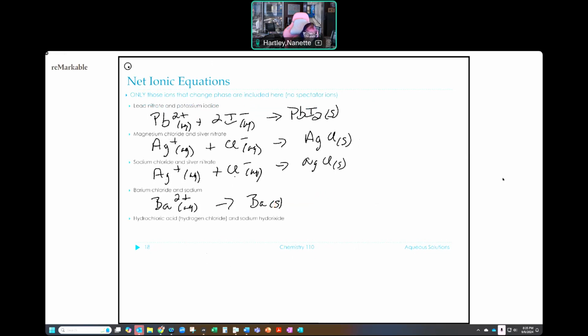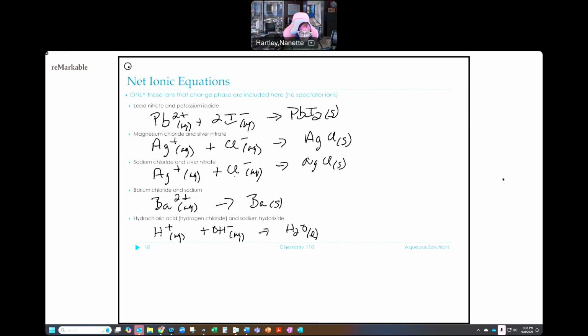Cool. And here, what we were looking at was the H plus aqueous plus the OH minus aqueous going to the H2O liquid. And while it didn't form a solid, it did change physical state. So that's the reaction that we're concerned about there. Okay, so anything that goes through an interesting chemistry, i.e. it's changed physical states, that's what we're looking for. All right. So questions, comments, problems on our net ionic equations.